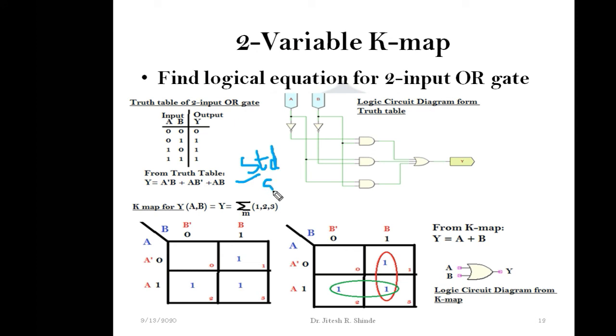Now we want the optimum hardware, so we need to apply gate level minimization. Either you can go with Boolean algebra, but instead of Boolean algebra, the K-map method is very easy, so we will be using the K-map. The 2 variable K-map I have constructed here. 1, 2, 3. So one placed here, one placed here, one placed here. Now grouping needs to be done.